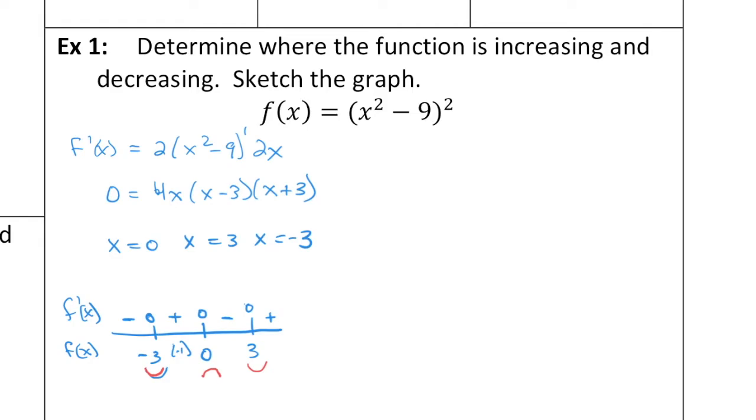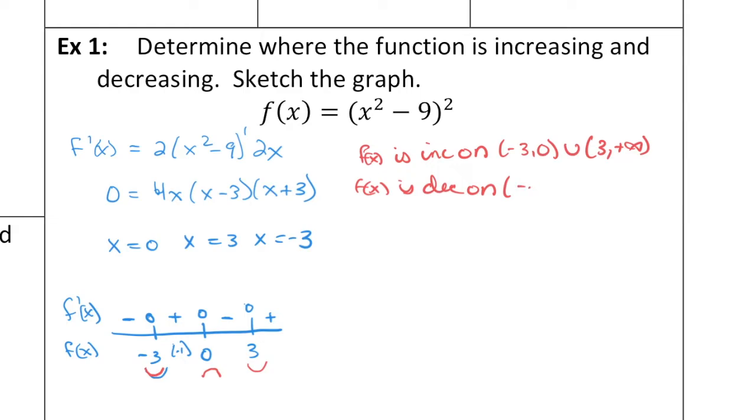Now, from this graphic, we get a lot of information, and we have to state the information in sentences. So we might say f of x is increasing on negative 3 to 0, union 3 to infinity. F of x is decreasing on negative infinity to negative 3, union 0 to 3.